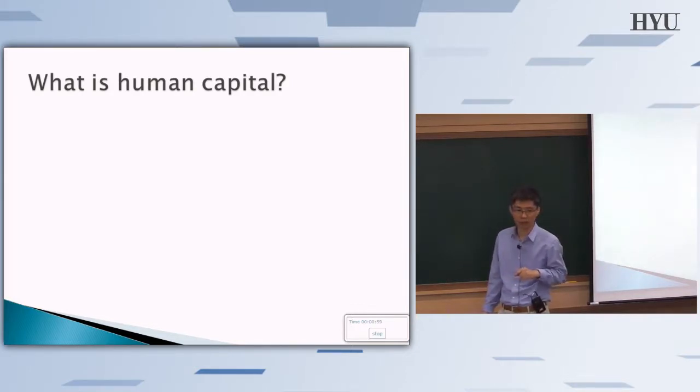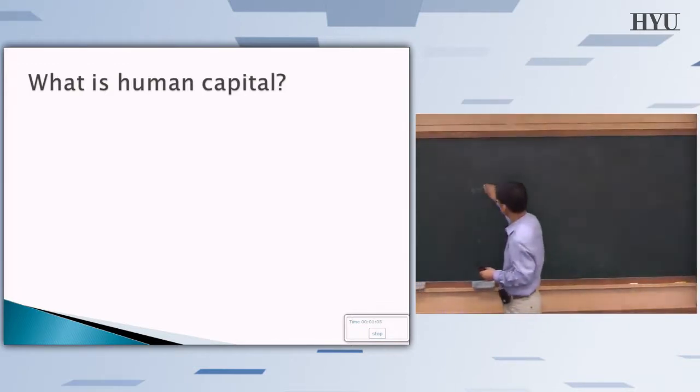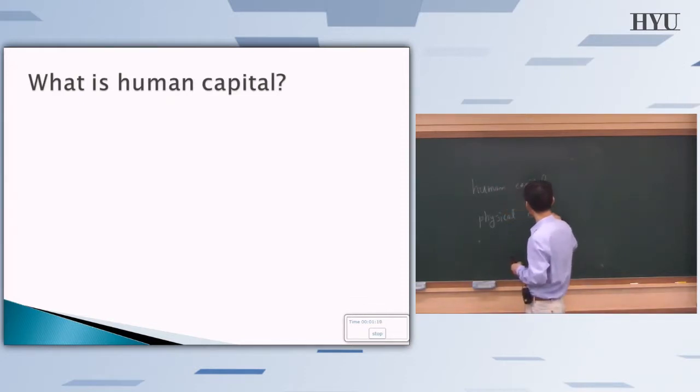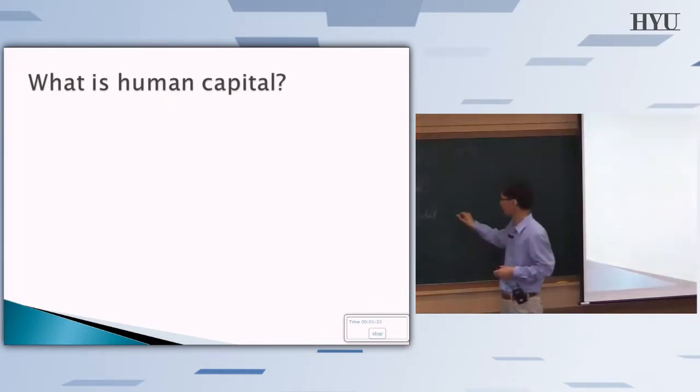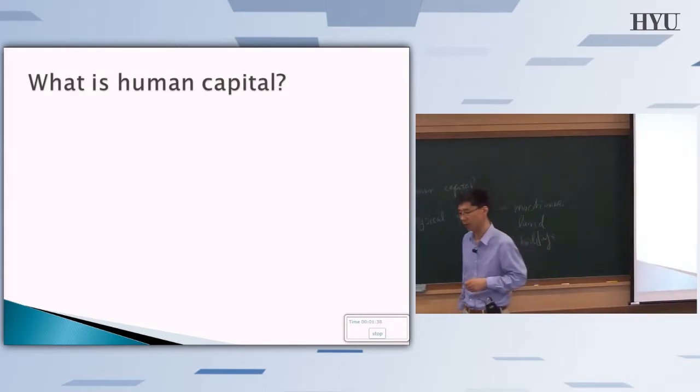Actually, human capital is a term that is used to distinguish from physical capital. So physical capital, from the firm's point of view, usually includes machines, right? And let's say land, buildings. These are physical capital that firms use for production.